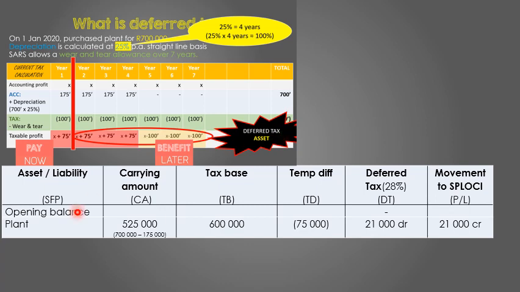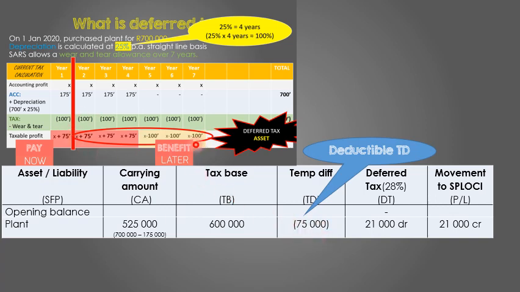So if we put these amounts into our deferred tax calculation, we see that our carrying amount will be 525,000. So that's the original cost of 700,000, less the first year's depreciation at 25% of 175,000. The tax base stays at 600,000 because it's still allowed over 7 years. And now if we do our calculation, carrying amount less tax base, it gives us a negative temporary difference. So this negative temporary difference will then give us, if we multiply that by 28%, a deferred tax asset. Okay, so these will then be deductible temporary differences.